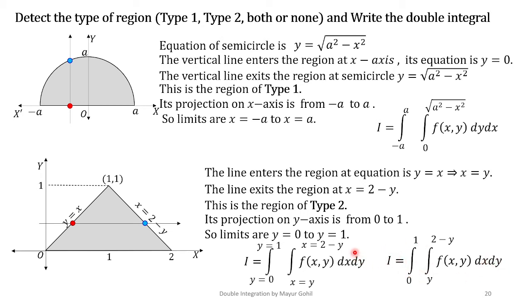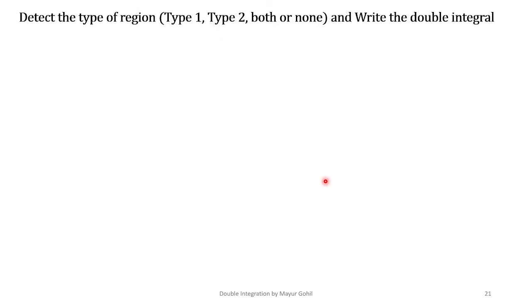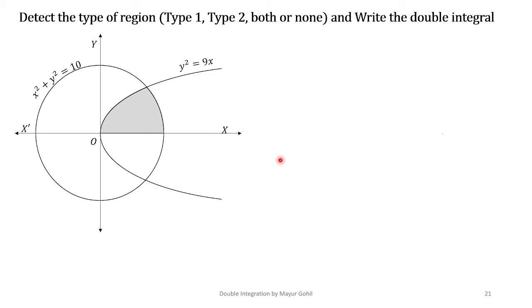Now let us go for one more example on type 2. Here we see a much different figure in front of us. We have a circle whose equation is given as x square plus y square equals 10, and here you have a parabola whose equation is y square equals 9x. Okay, and this is the shaded region given to us.